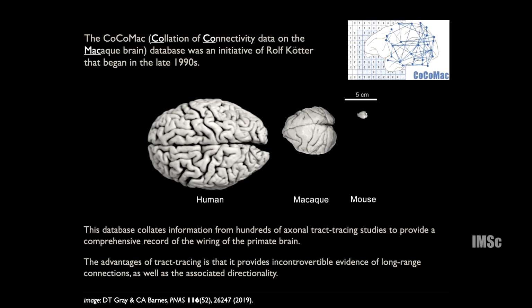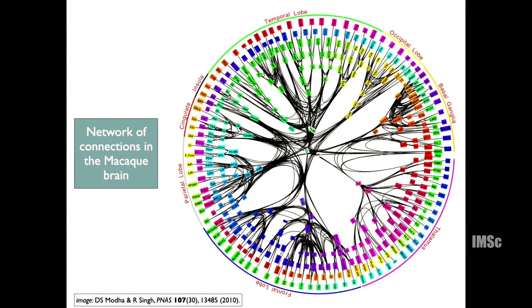The reason why I'm mentioning the COCOMAC is because there was work done by Modan Singh back in 2010, where they said, all right, we have this data available to us, with these hundreds of experiments, and what we should do is collate this even further, just boil this down into a single network that tells us all the connections that exist between the different brain regions of the macaque. And that is precisely what they did in this paper over here.